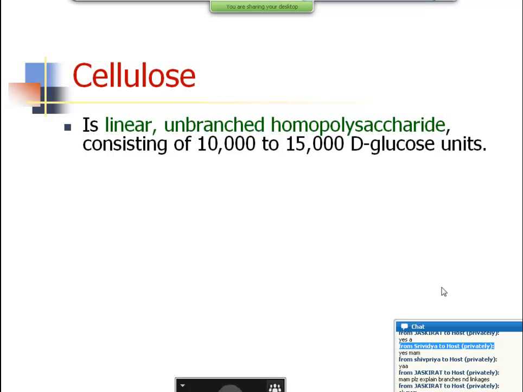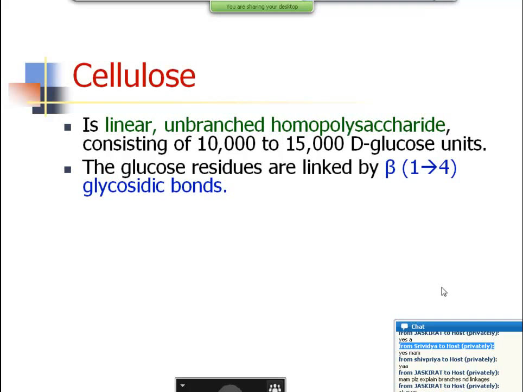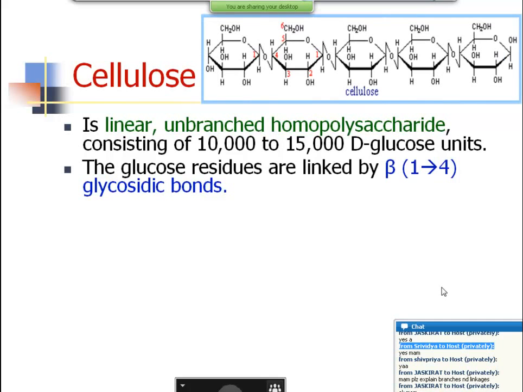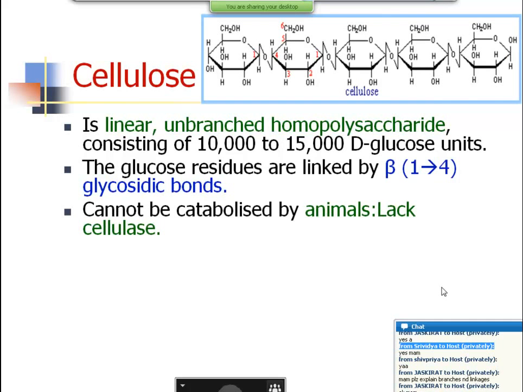But how are these glucose residues present? Not 1 or 2 glucose residues, but 10,000 to 15,000 such glucose residues are linked to one another. And the linkage is different in that it is a beta-1,4 glycosidic bond. Alright, so can we digest cellulose? No. Why? We lack the cellulase enzymes, right?